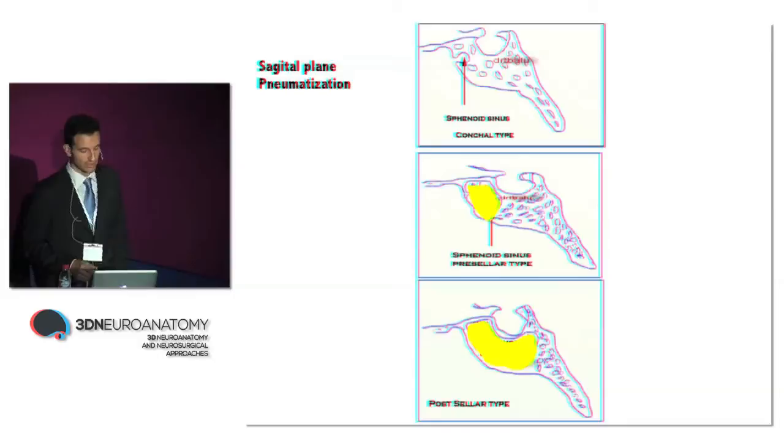In the sagittal plane, we can classify this pneumatization into the sellar type, if it exposes the entire sellar floor, it's around 70-75%. The presellar type, if it exposes just the anterior part of the sella, it's around 20 or 25%. And the conchal one, if the sinus is not pneumatized, meaning less than 3%, that situation makes the endonasal surgery harder.